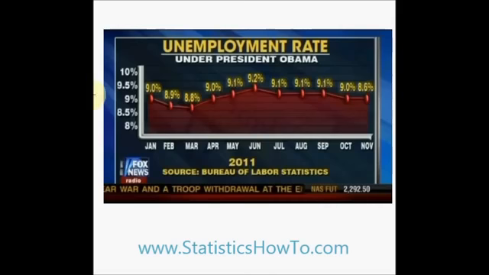The second type of misleading graph is where data is incorrectly plotted. Not to keep bashing Fox News, but this graph did appear on Fox News, and it was the unemployment rate and how it's risen and stayed pretty stagnant under President Obama. But if you look at this last point here, 8.6% is plotted incorrectly. If it had been plotted correctly, it would actually have shown a drop in the unemployment rate.